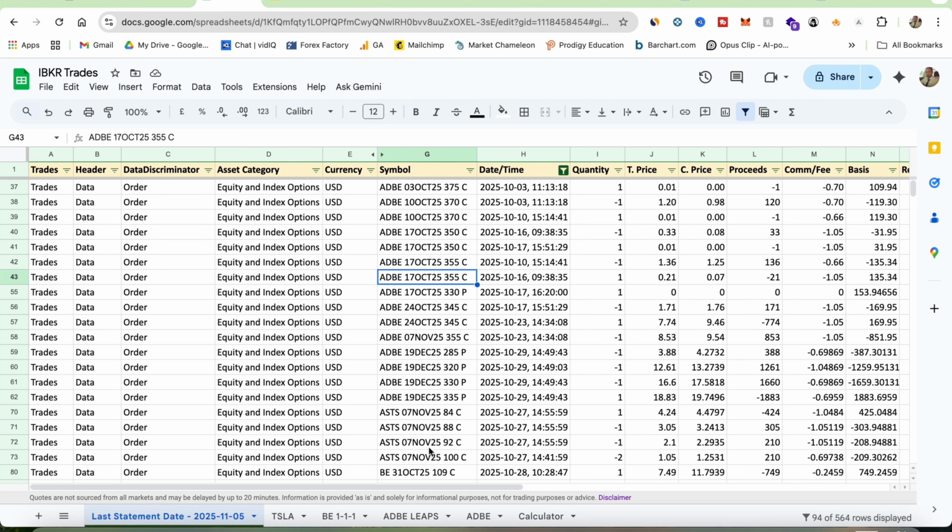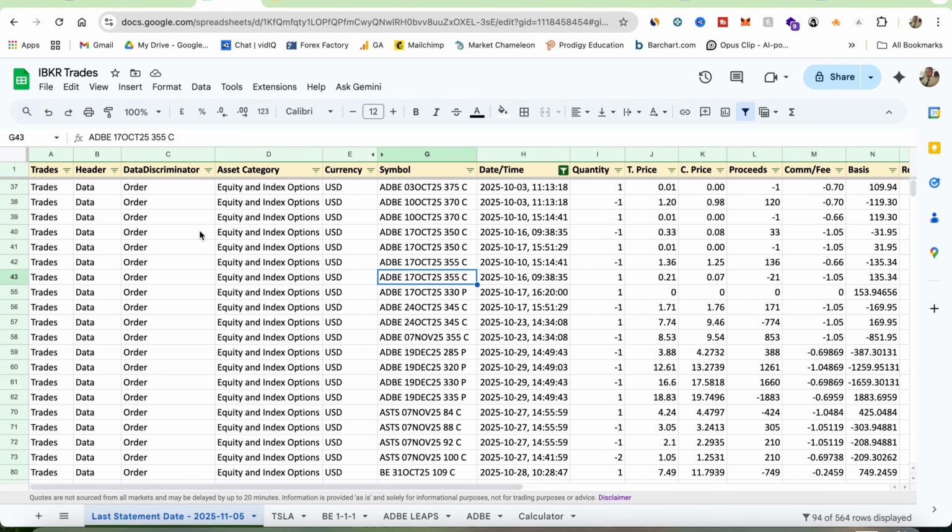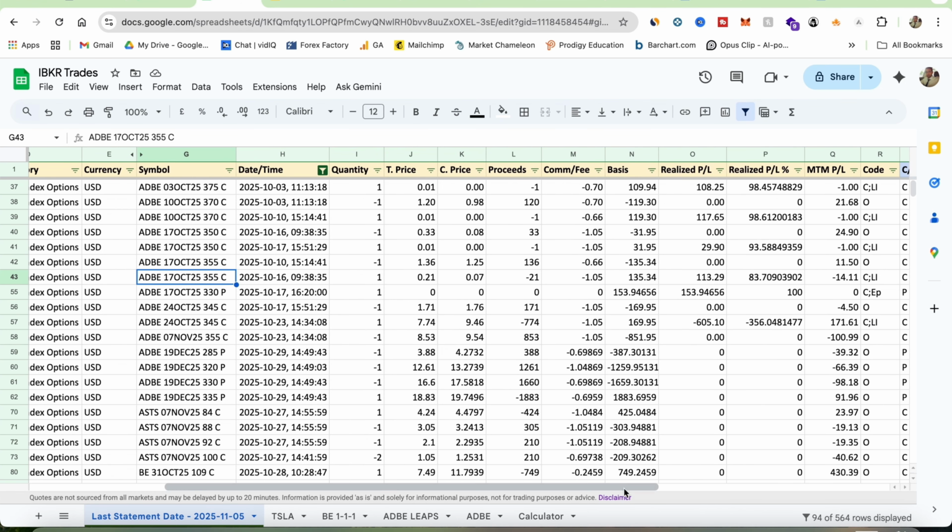Now, if you are new, these are all the columns that you get as part of the activity statement. I've hidden a few columns like account number and things like that. But the two key columns I want to focus on are the proceeds and the realized P&L. The proceeds is the premium, or the cash, that we collected throughout the month of October.